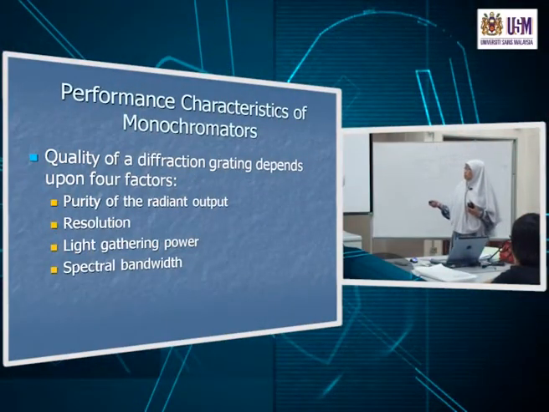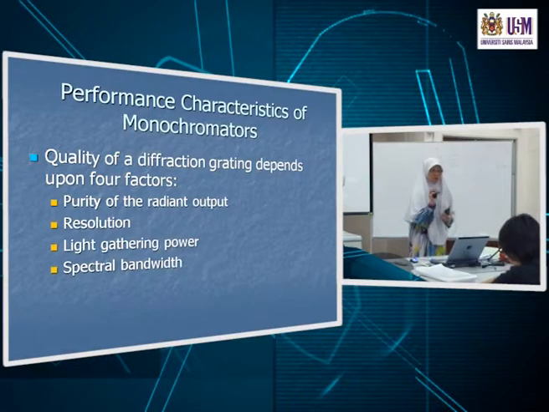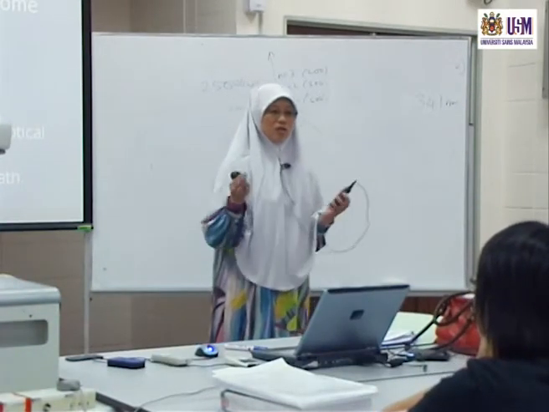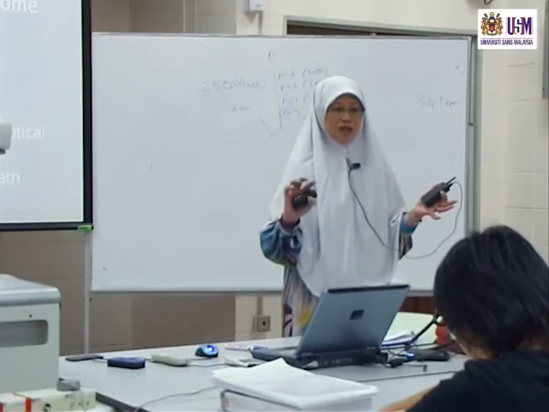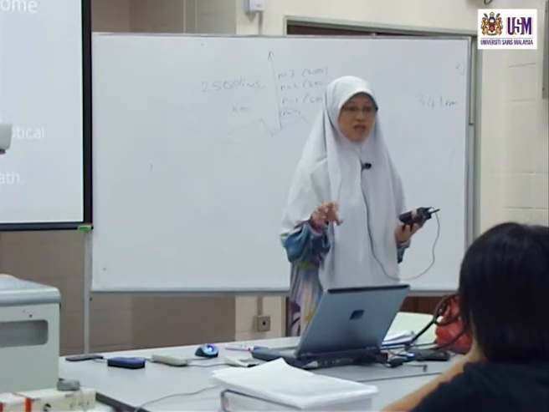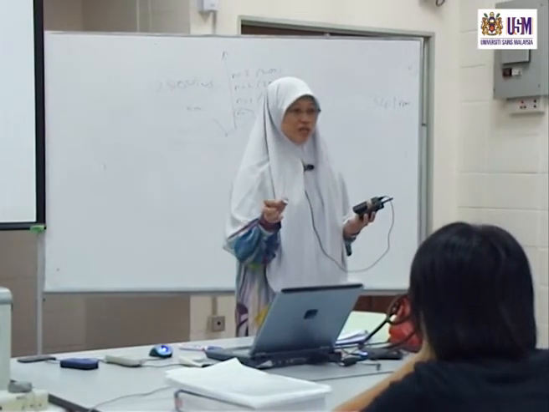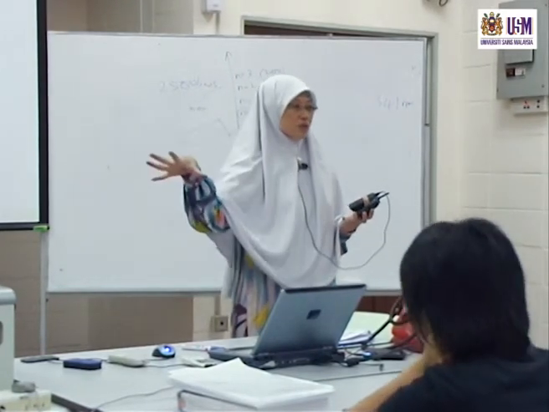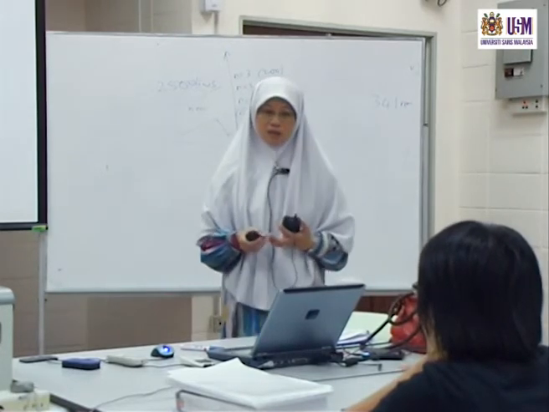How do we now talk about the quality of light coming out from the monochromator based on the grating? It depends on four factors: purity of the radiant output, resolution, light gathering power, spectral bandwidth. When we talk about purity, when you go to an instrument, changing the wavelength may be done in different ways. The more classical way is to have a knob which you change while you look at the wavelength reading, so that the meter reads the wavelength that you want to choose. Or it's through a computer, a microprocessor, where you set the wavelength that way. So once you set the wavelength, for example at 384 nanometers, you are assuming the light that comes out of the monochromator is 384.